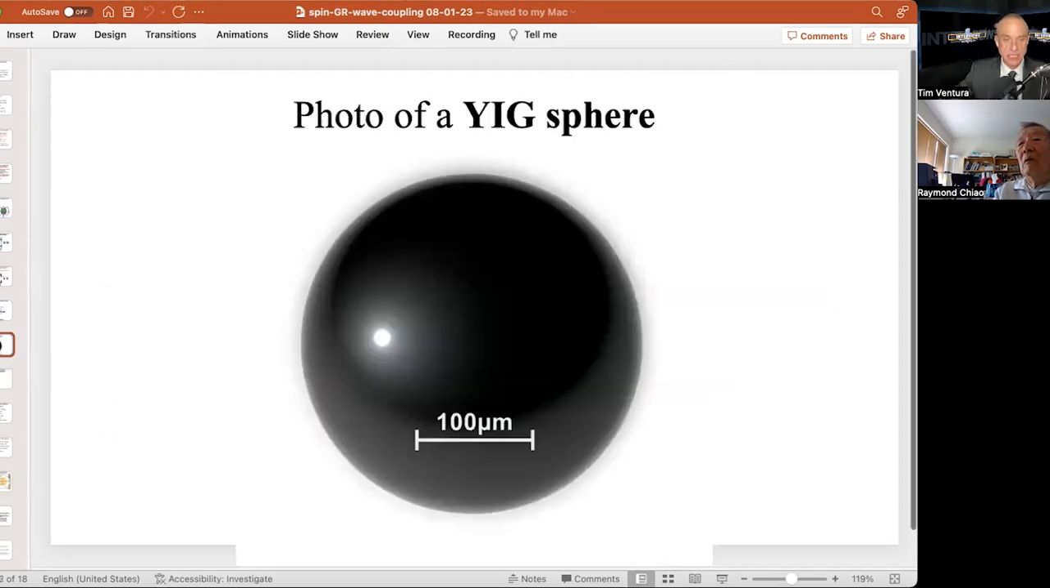Before we close the slideshow down, let me put up a photo of a YIG sphere. I believe you were saying this was yttrium iron garnet, if I remember correctly. Yes, that's right. This is taken from the Wikipedia article on YIG spheres, and you can buy this commercially. The way it's produced is very interesting. You take a single crystal grown from melt, and then you put the crystal inside a tumbling machine that polishes it, called a gem polishing machine. And that's how you make these YIG spheres that you see in this photo.